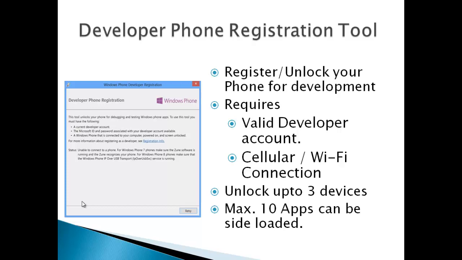You can register up to three of your Windows Phone devices, and if you want to do more, then you have to unregister one of the devices and then register the new device. And you can sideload up to 10 apps on your device. If you want to sideload the 11th app and test it on the device, it will throw you an error saying that the maximum number of apps are already sideloaded. So you have to uninstall some of the apps, and then you will be able to test your further apps.